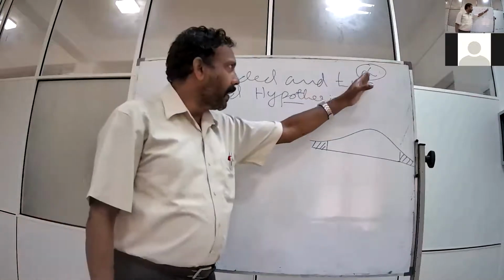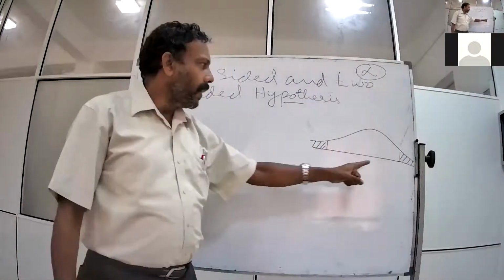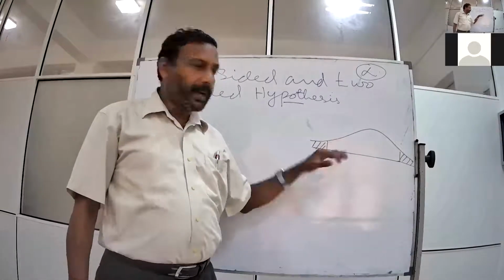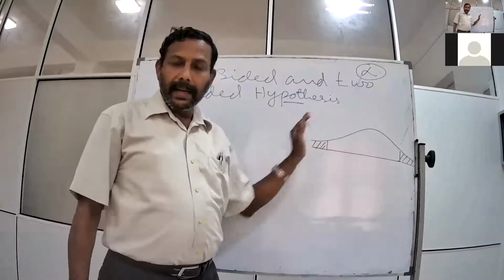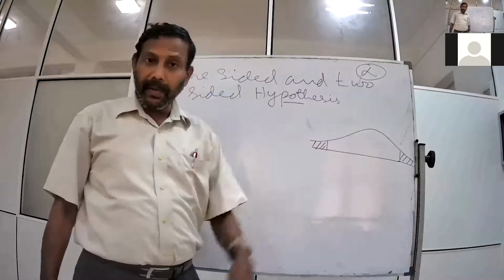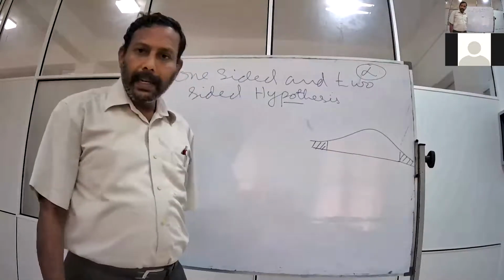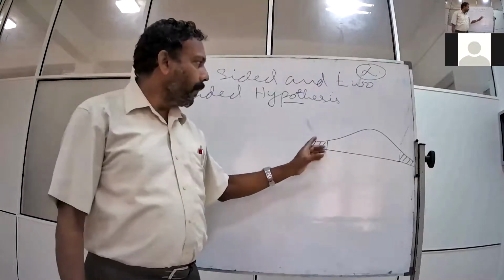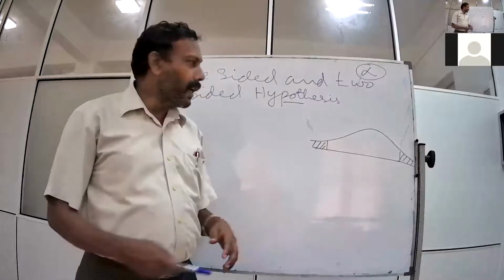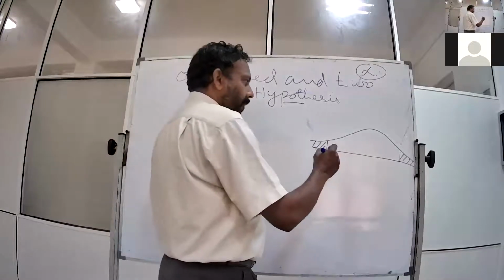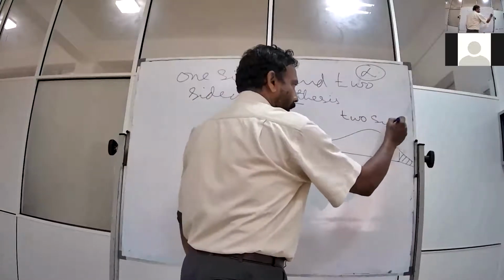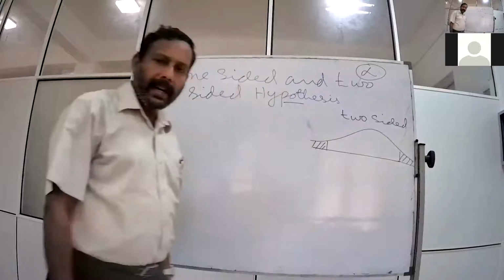This type 1 error can be demarcated on both sides, because this is a T distribution. Can you remember the T distribution? We talked about the T distribution, right? The T distribution is a symmetric distribution. In the T distribution, we can consider both sides. So it is called two-sided.